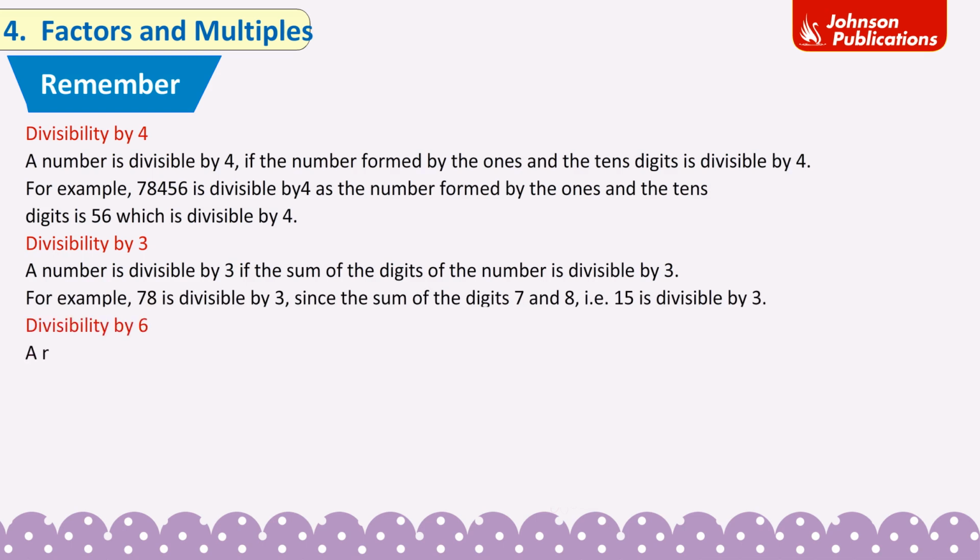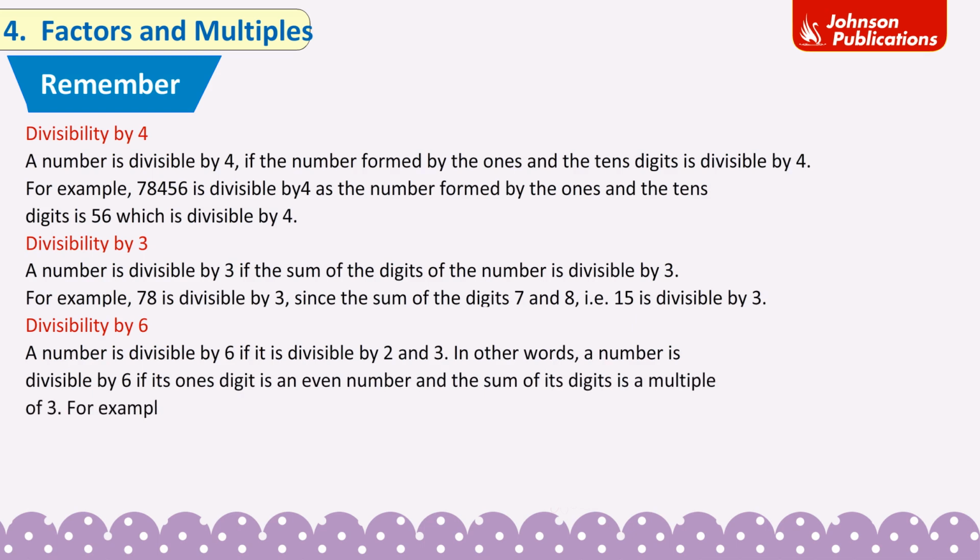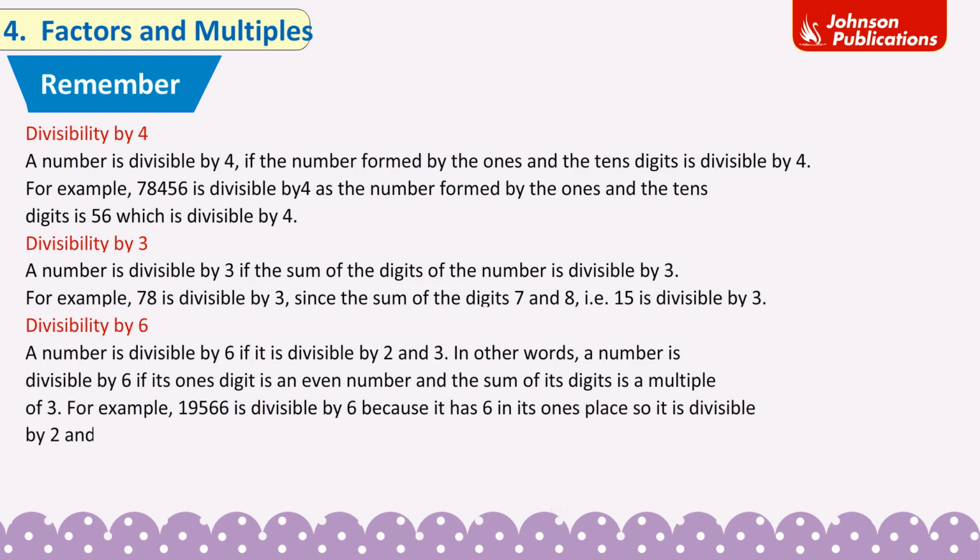Divisibility by 6. A number is divisible by 6 if it is divisible by 2 and 3. In other words, a number is divisible by 6 if its ones digit is an even number and the sum of its digits is a multiple of 3. For example, 19,566 is divisible by 6 because it has 6 in its ones place, so it is divisible by 2. And also, the sum of the digits is 1 plus 9 plus 5 plus 6 plus 6, which is equal to 27, which is divisible by 3.